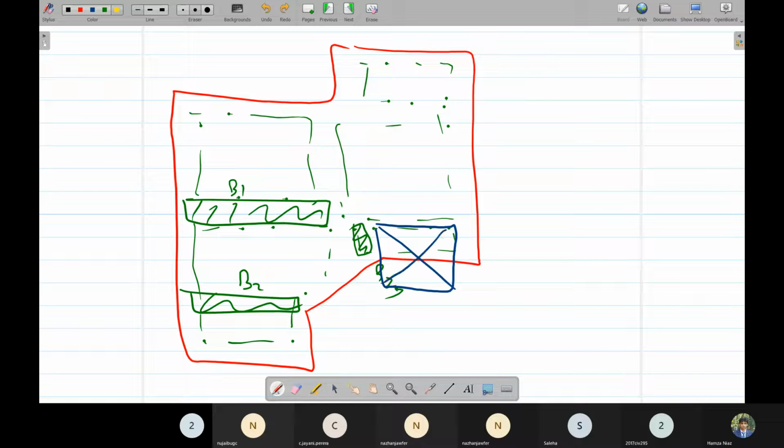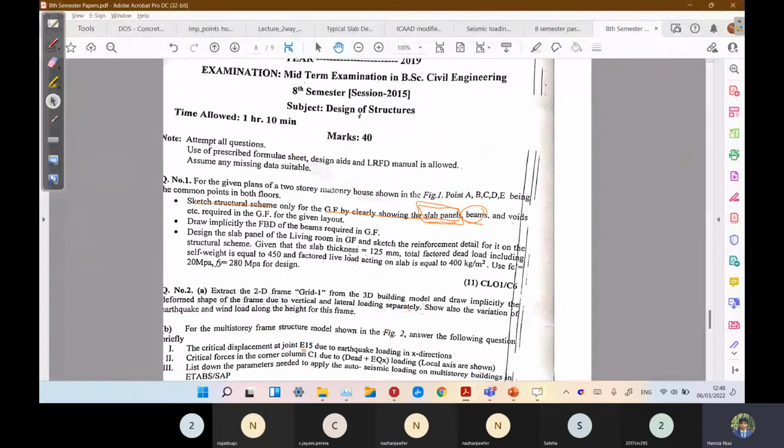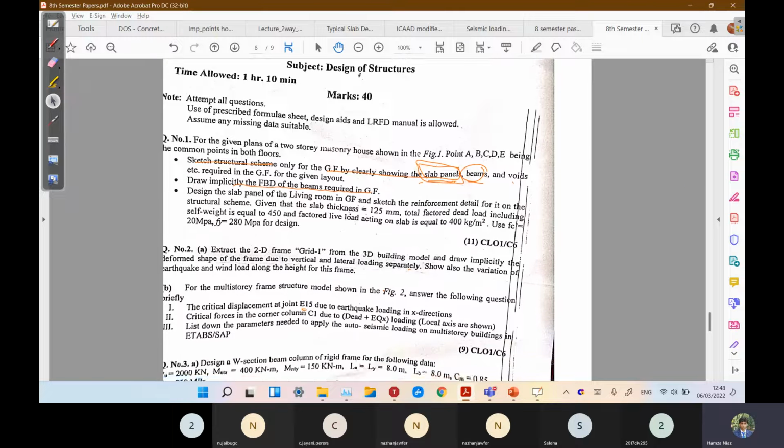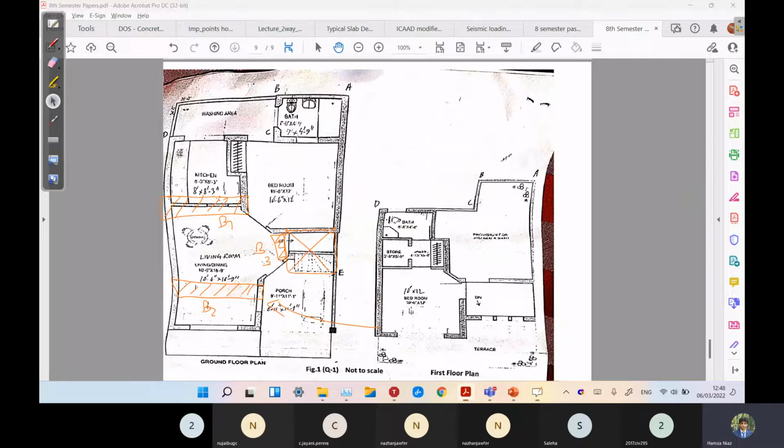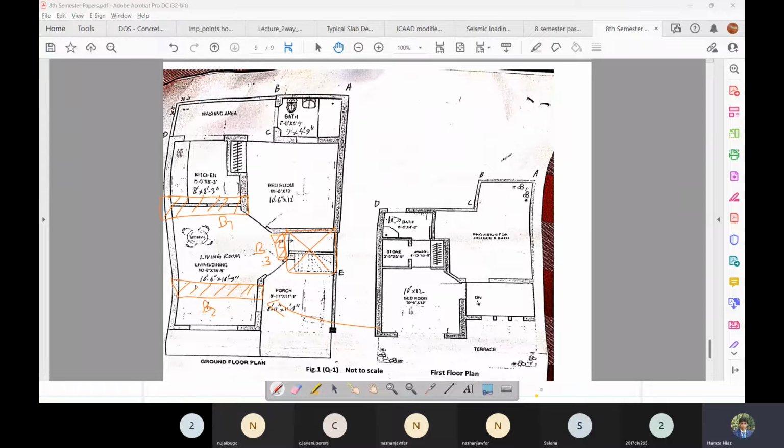So this is how we have to draw the structure scheme of the given plan. After the structure scheme, we have to draw the free body diagrams of beam. So we have three beams, B1, B2, and B3. We have to show their free body diagrams.